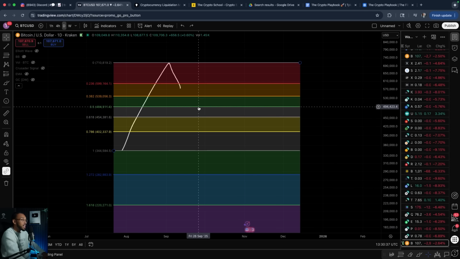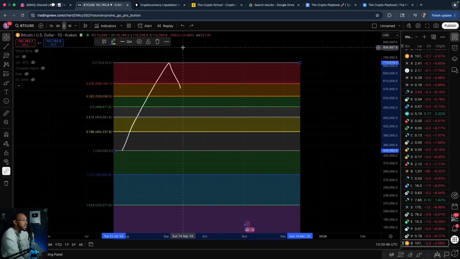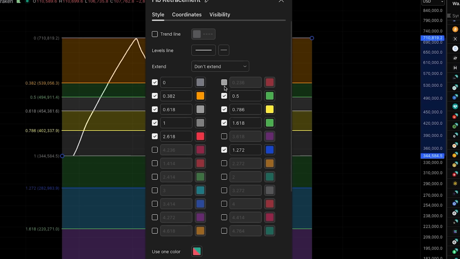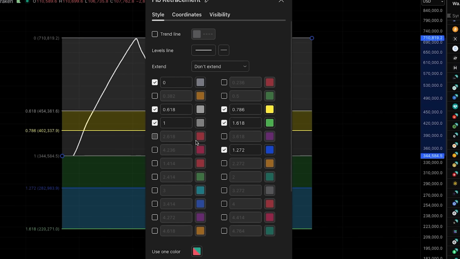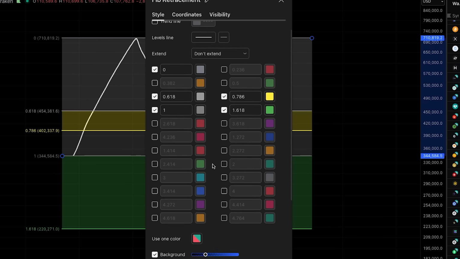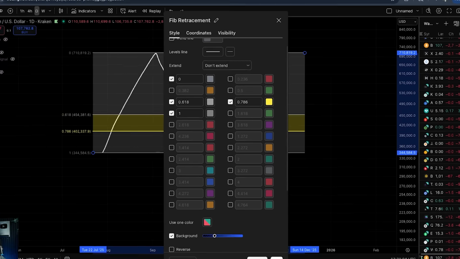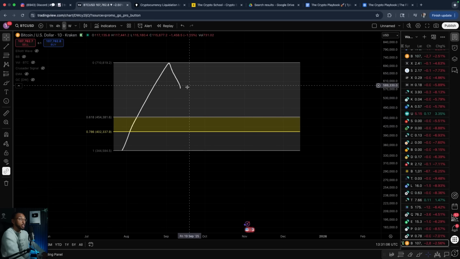And so what I like to do is I like to isolate that zone. I get rid of every other level except for that zone. And the way that you do that is you just click on one of the lines. You'll see this pop up, click on the settings, and then you're just going to get rid of everything. 0.236, 0.382, 0.5, 2.618, 1.272. You just get rid of all of it. 1.618, just get rid of all of it. And then you're going to make the 0 gray, the 0.618 gray, the 1 gray, and the 0.786 yellow, and press OK. And it's going to make it look like this.